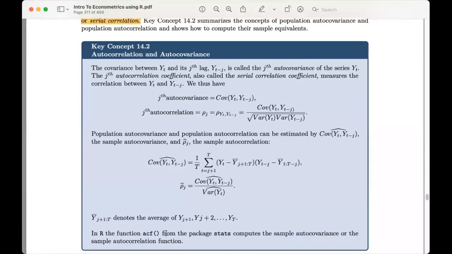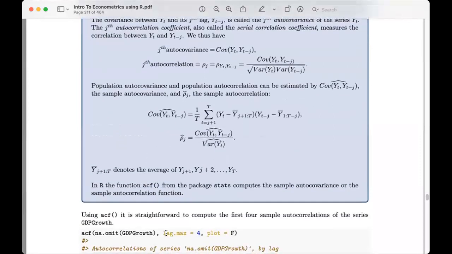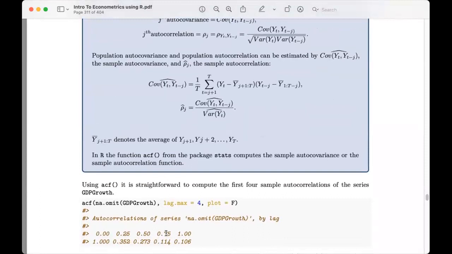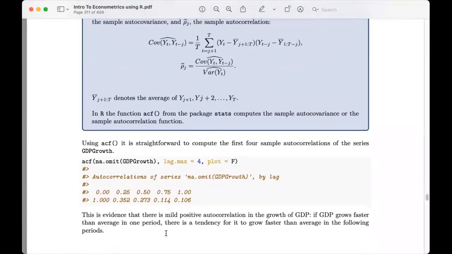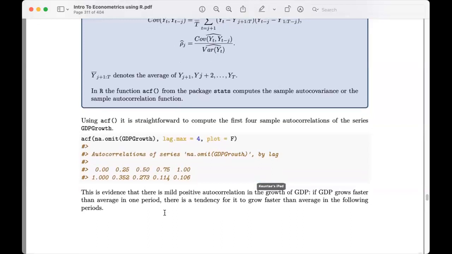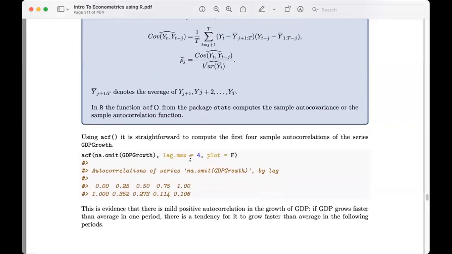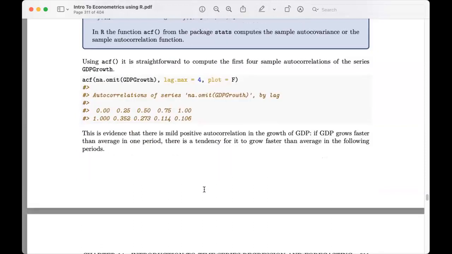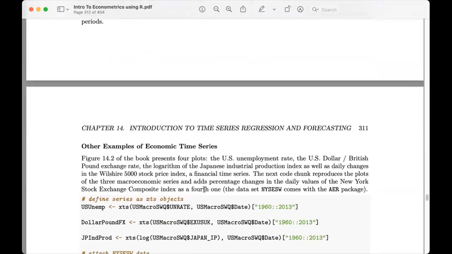So basically, these are things that we always have to check when we are working with a time series. So using the ACF function, we could see the correlation. This is evidence that there is a sort of mild positive correlation in the growth of GDP. So we used the fourth lag. The maximum lag was four in this example.